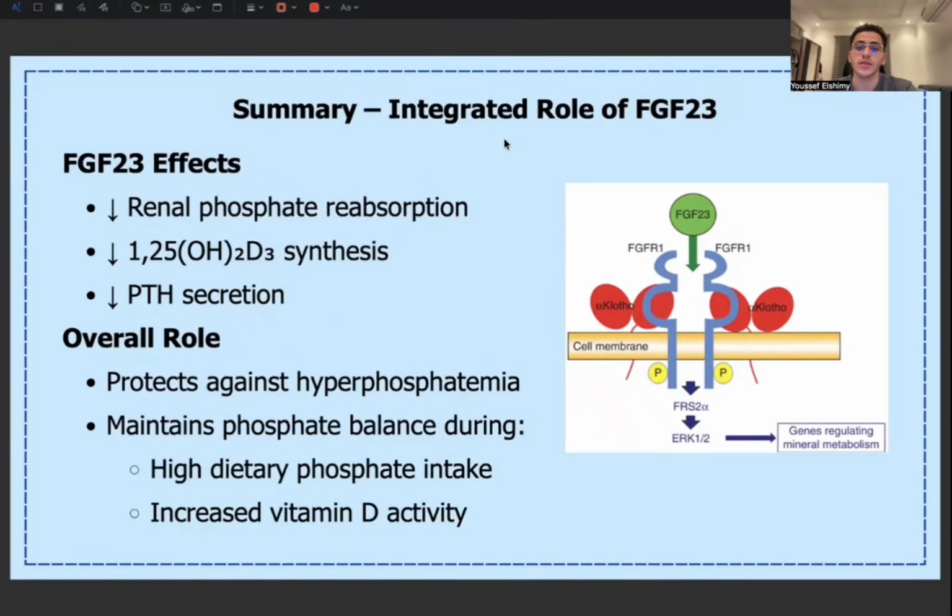So to summarize, the role of FGF23: it decreases renal phosphate reabsorption, so phosphate would get excreted. It would decrease the formation of the active form of vitamin D, and it would also decrease the PTH secretion. So as an overall effect, it protects against hyperphosphatemia. It also maintains phosphate balance during high dietary phosphate. Whenever you're taking a lot of phosphate, this would lead to the production of FGF23 in order to maintain the phosphate levels during high dietary intake of phosphate.